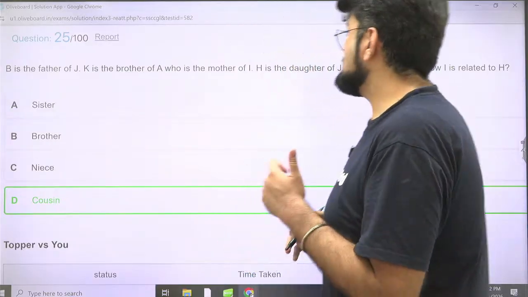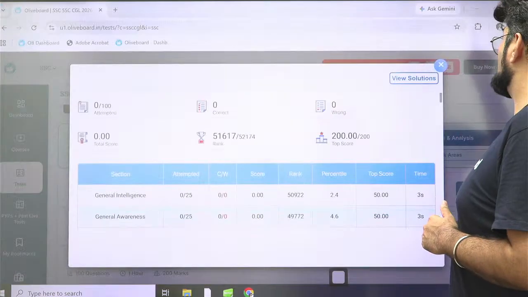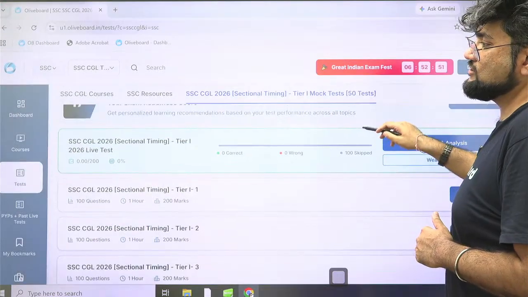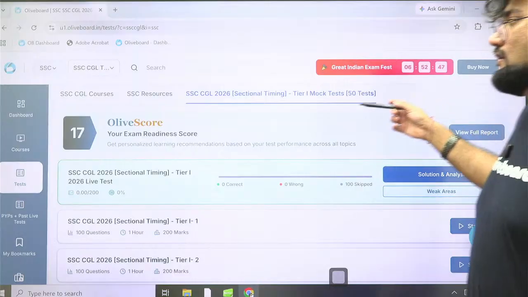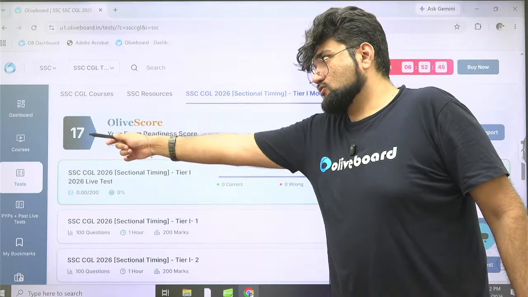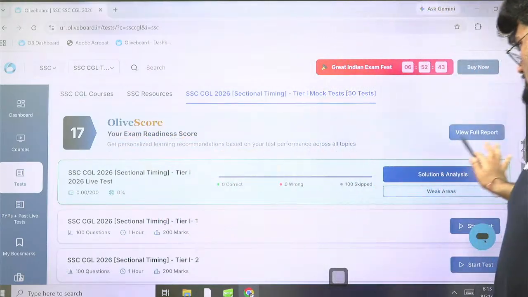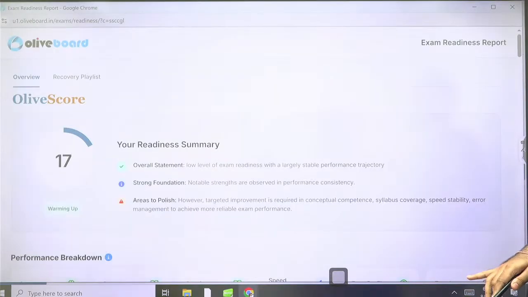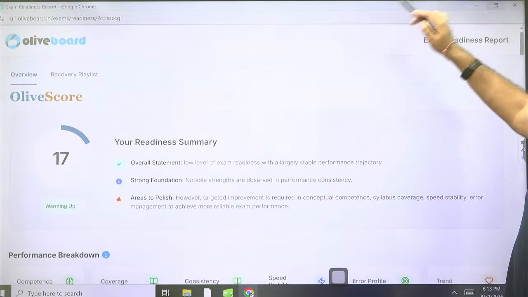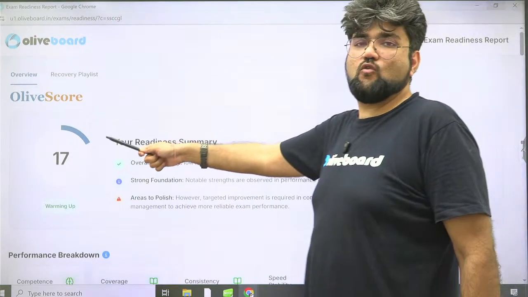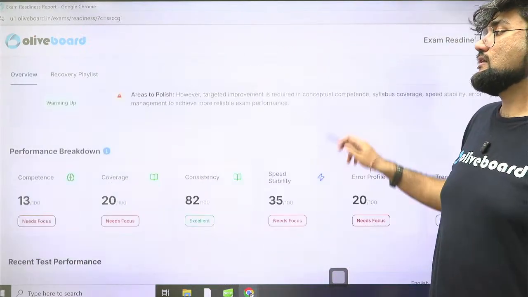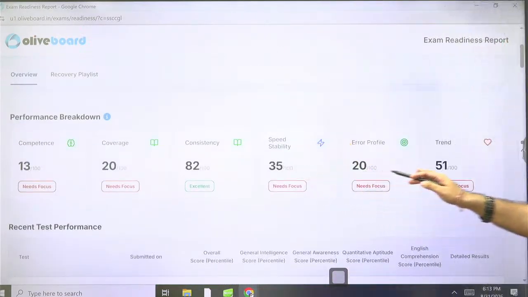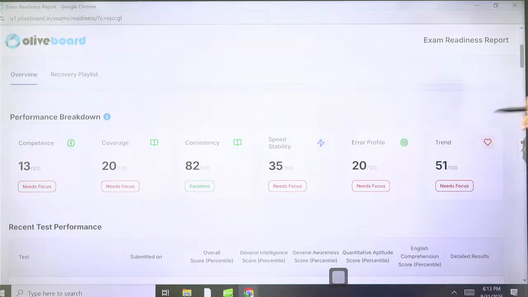So what Oliveboard has done is, Oliveboard has made this wonderful feature for all of you. If you just look here, above this exact mock, Olive score. So this is your exam readiness score. This is the score, 17 in this mock, in this case. If I click on view full report, this is what opens up for me. Score, an average score, which is obtained by an amalgamation of 6 individual independent parameters. So these are the 6 parameters on which this score is generated.